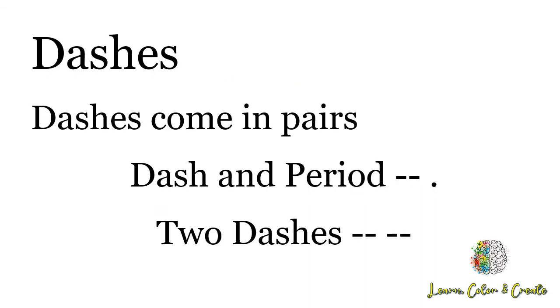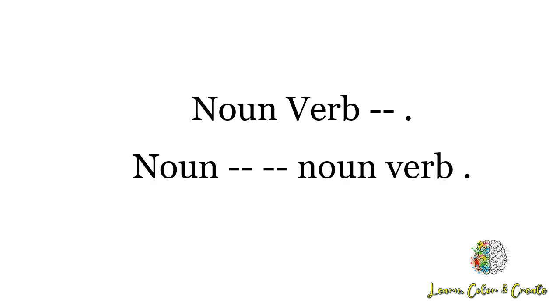So to review, dashes always come in pairs. They come as a dash and a period or two dashes. We're going to use a dash followed by a period if we have a noun and a verb before the first dash, and we're going to choose two dashes if we only have a noun.